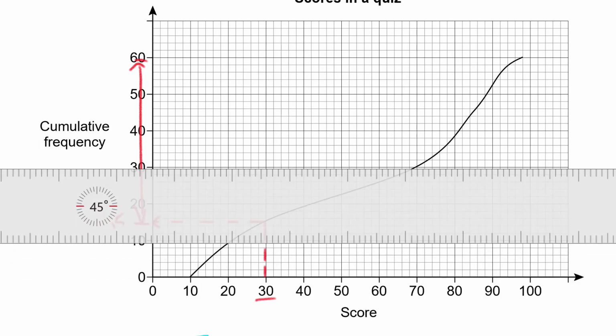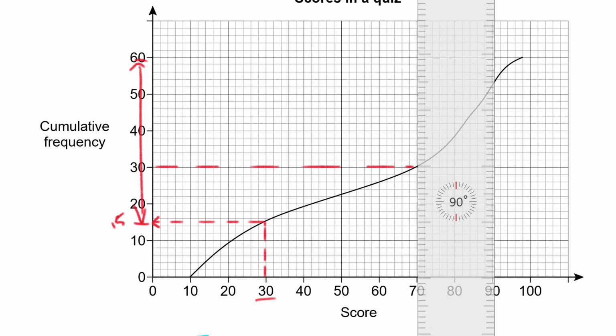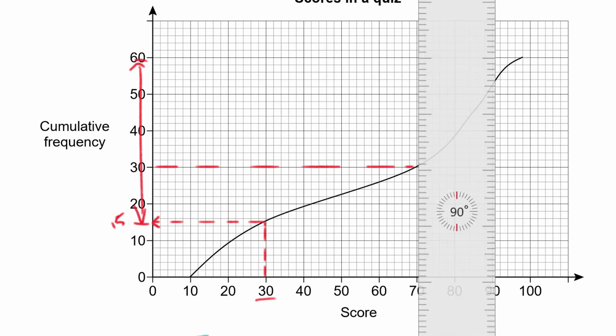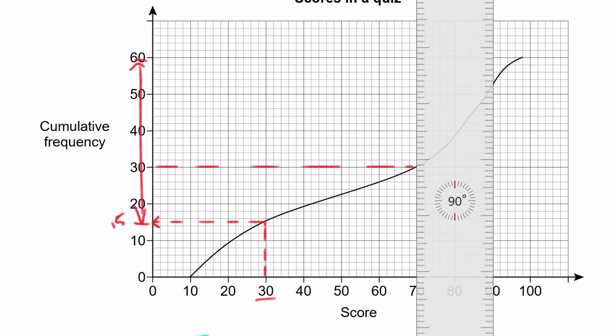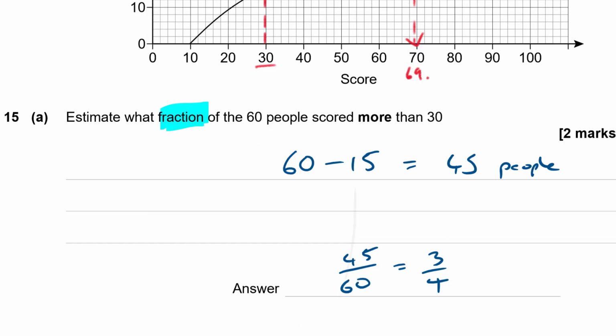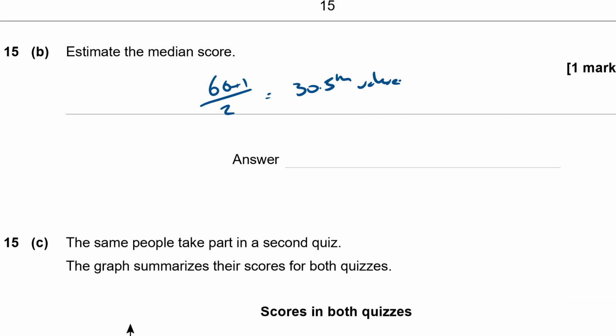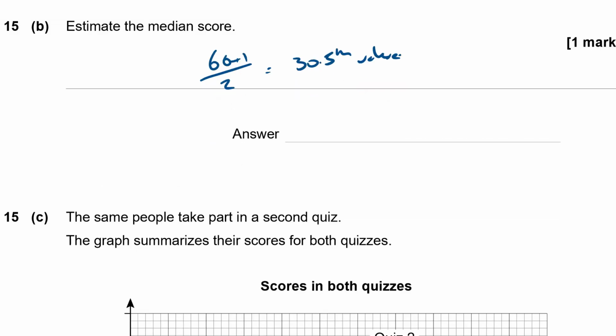So again, reading across the graph in the other direction this time. So along from 30, and then change direction, go downwards. Now I estimate that to be just slightly below 70. I'm going to say that it's 69. So estimate the median score, 69.